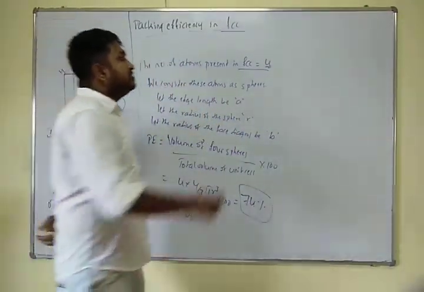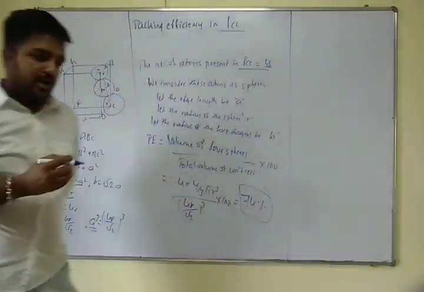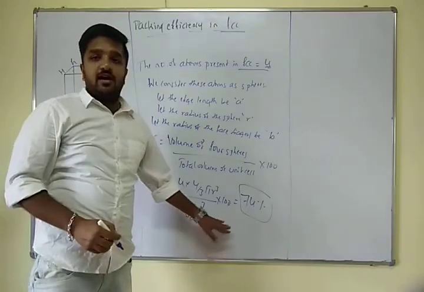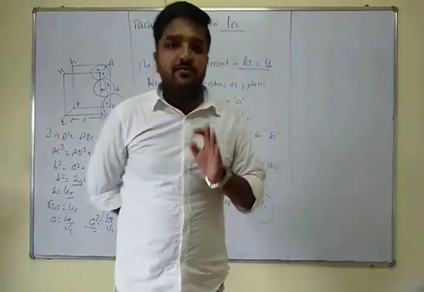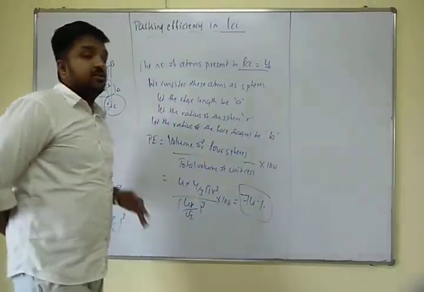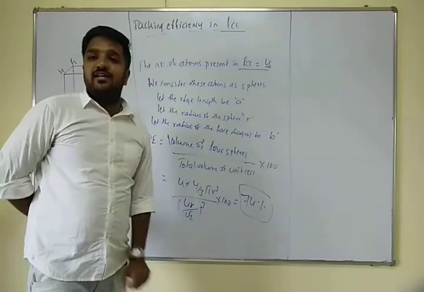So this is the packing efficiency of FCC. If you compare it with simple cubic and body centered cubic, this is highly packed. Clear? Whereas in the case of simple cubic, the packing efficiency was only 52.4%, and in the case of body centered cubic, it was 68%. Now for FCC, it is 74%.